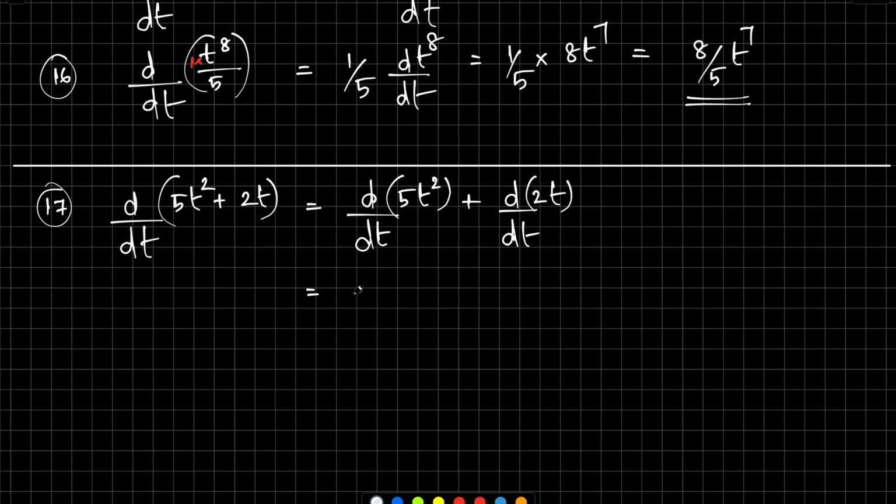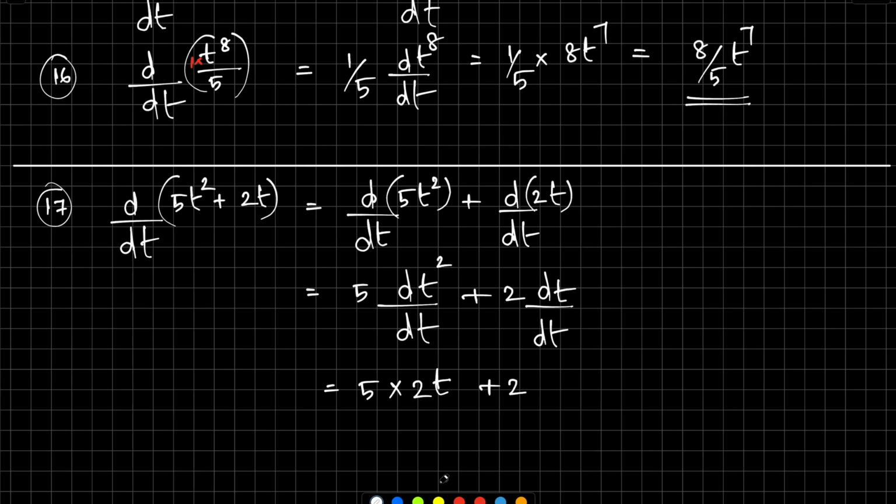Five is the constant, we can take it outside. 5 d by dt of t square plus 2 d by dt of t. 5 d by dt of t square is 2t to the power of 2 minus 1. So 2t, plus 2 times dt by dt, which is 1. dt and dt can be cancelled. 2, 1.